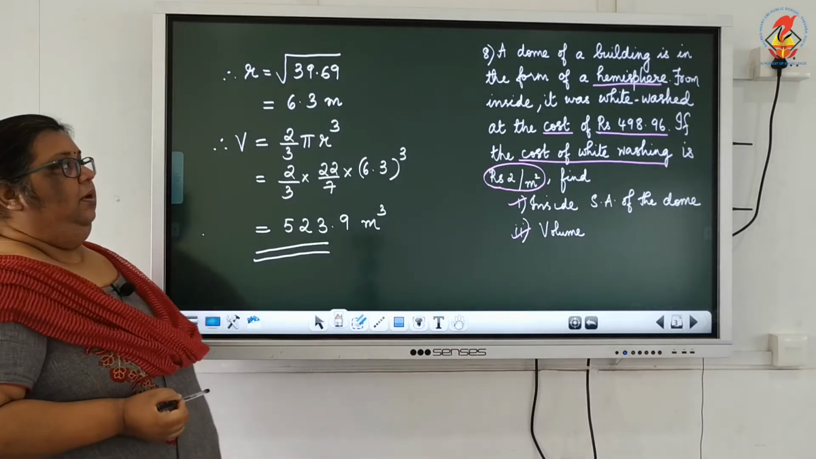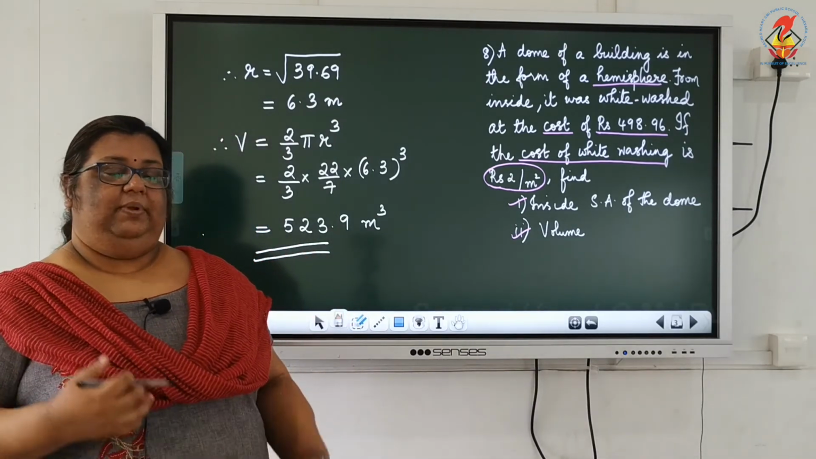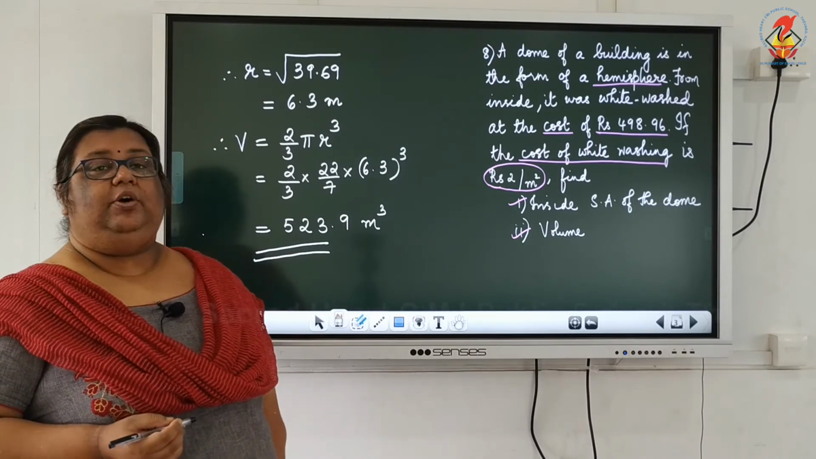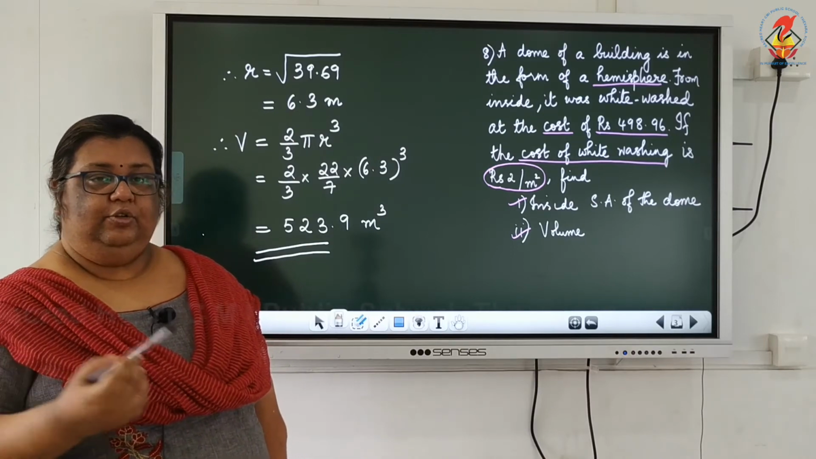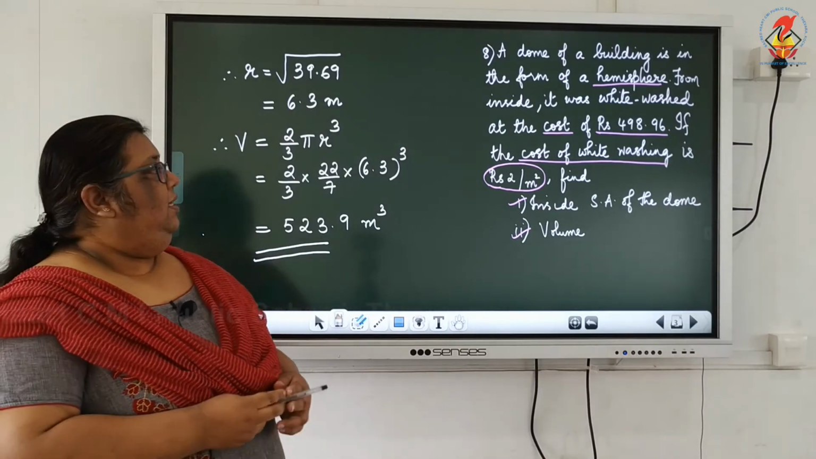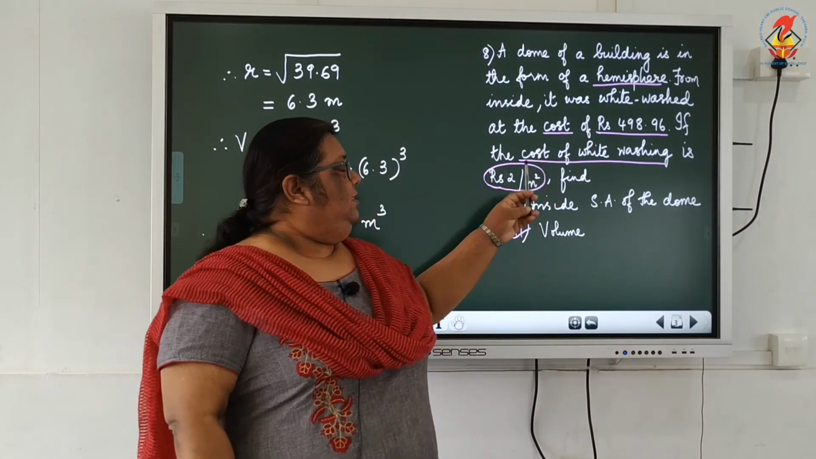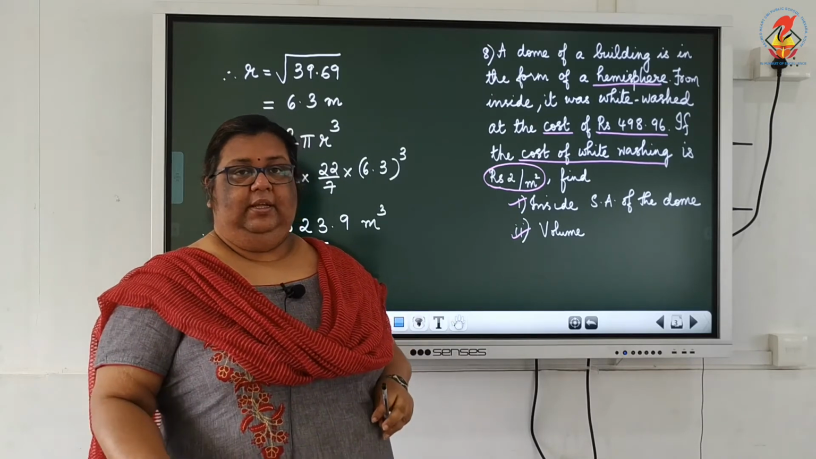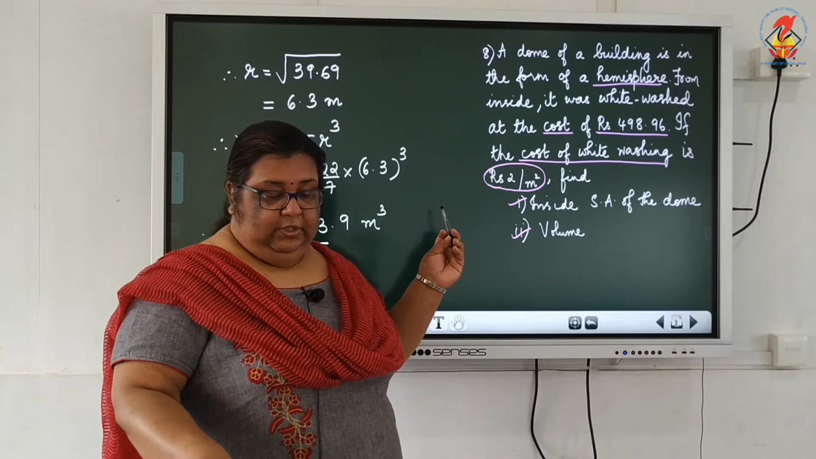So whenever there is cost of painting, cost of tin plating, cost of whitewashing, always remember total cost is equal to CSA into cost per meter square. Here the total cost was given 498.96. Cost per meter square was given as 2 rupees. So when you divide, you will get the answer to be, how much did you get?